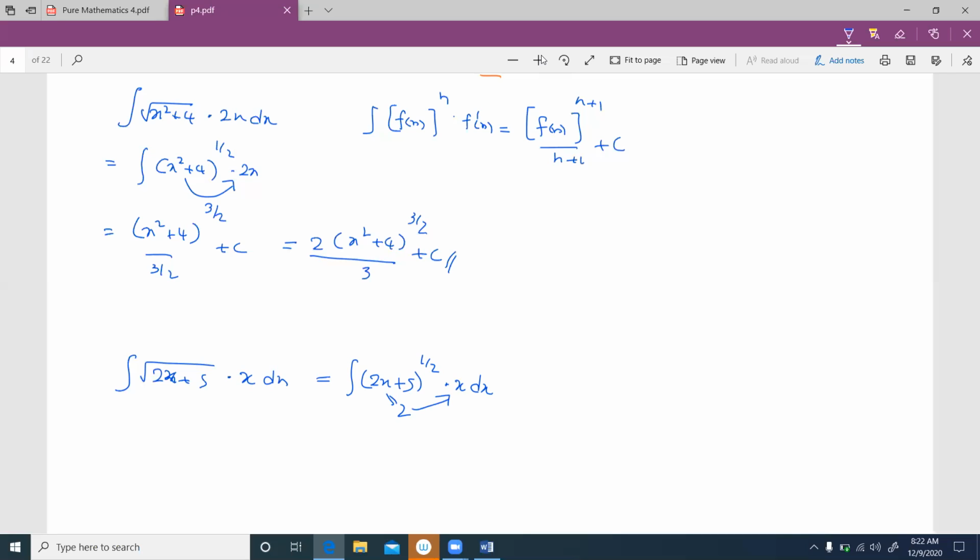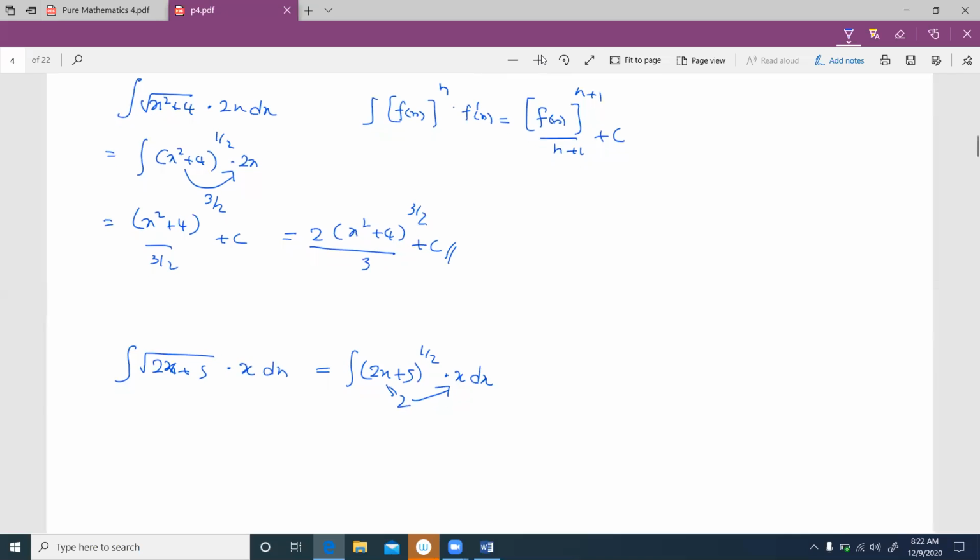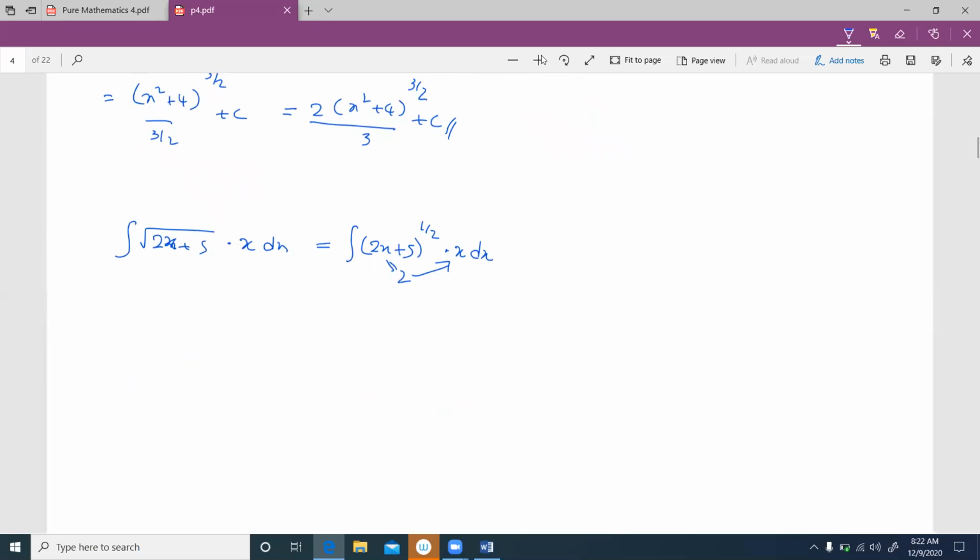So in this kind of situation, we use the method of substitution to do it. Let's see how to do this question. I'll do it and show you how it comes. I'll do a little bit of addition for this question. So the question is (2x plus 5) to the power half into x dx.